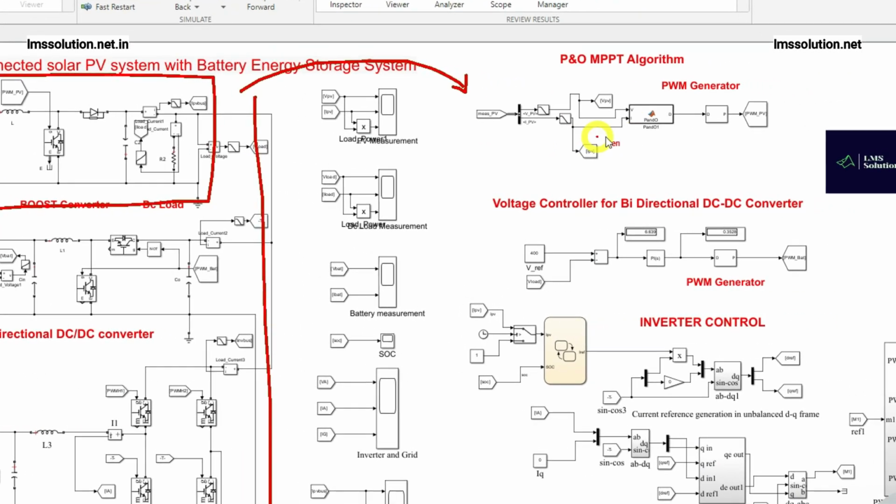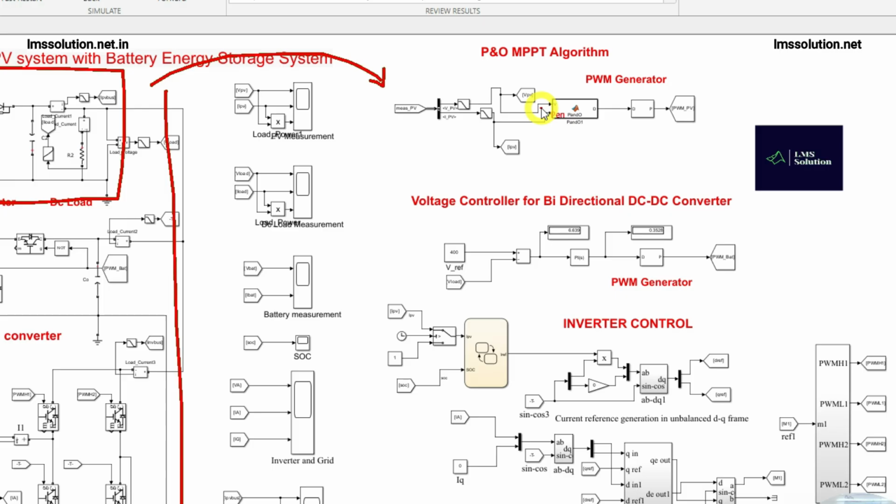P&O MPPT. So here you see, this is a P&O MPPT we implemented for that PV array boost converter. Here we are measuring the PV voltage, and here we are measuring the PV current. So that means here we are taking the measurement. After taking that measurement of PV, just take the PV voltage and current, and that will be processed inside the P&O MPPT. The output will be duty cycle. So the duty cycle is going to be processed here.